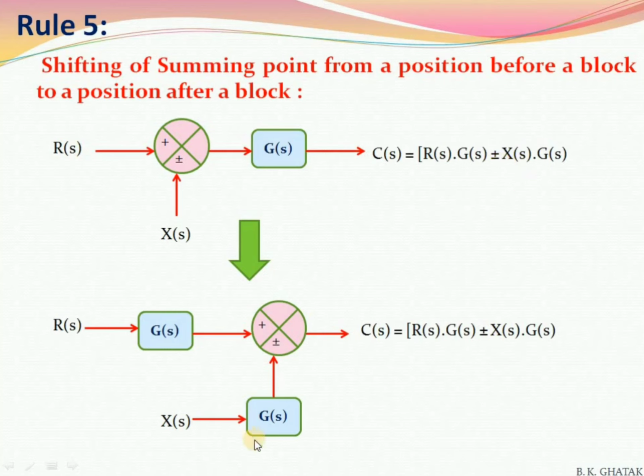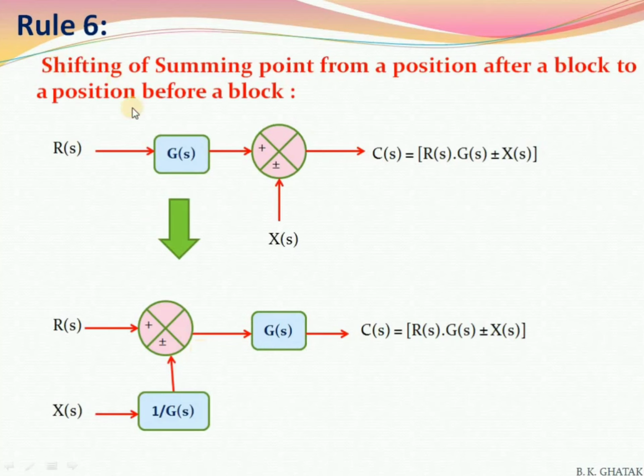So here we introduce a block termed GS. So this signal should be XS into GS. Now the final CS equal to RS into GS plus minus XS into GS. So both the diagrams are equal to each other.